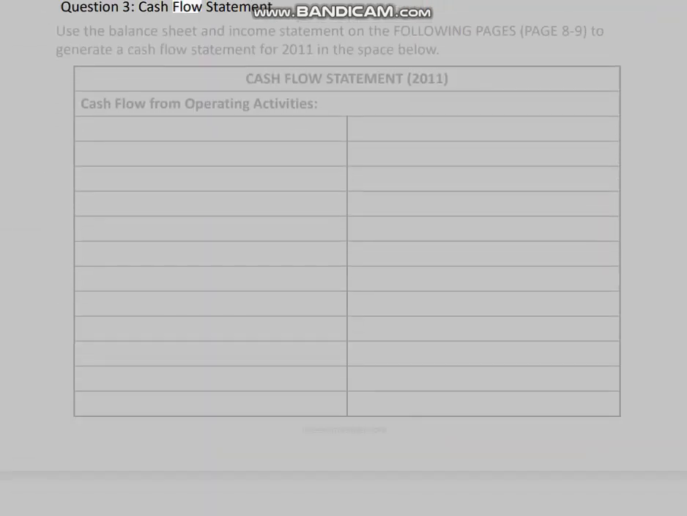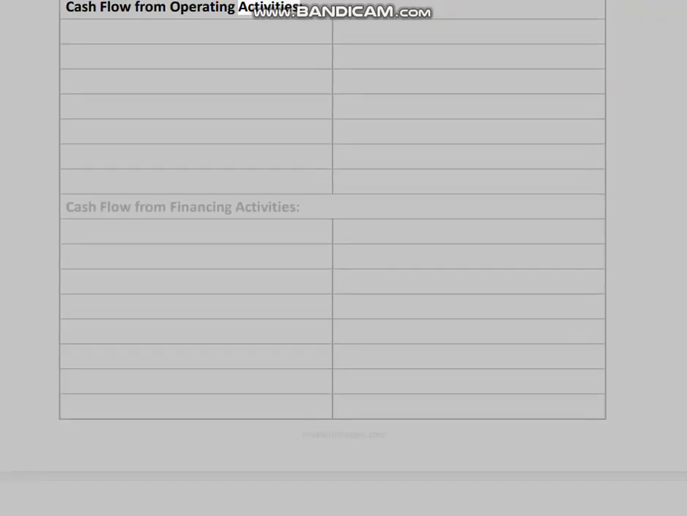Question 3. Cash flow statement. Use the balance sheet and income statement on the following pages, page 8 to 9, to generate a cash flow statement for 2011 in the space below. Cash flow statement, 2011. Cash flow from operating activities. Cash flow from investing activities. Cash flow from financing activities.